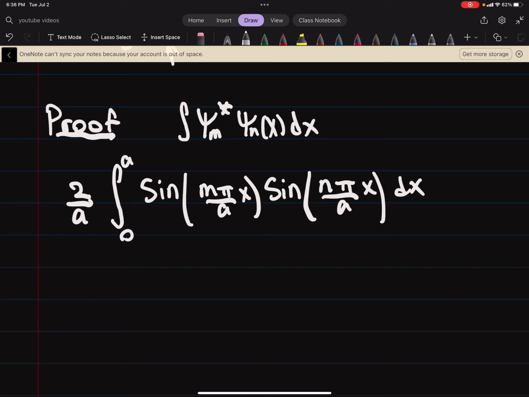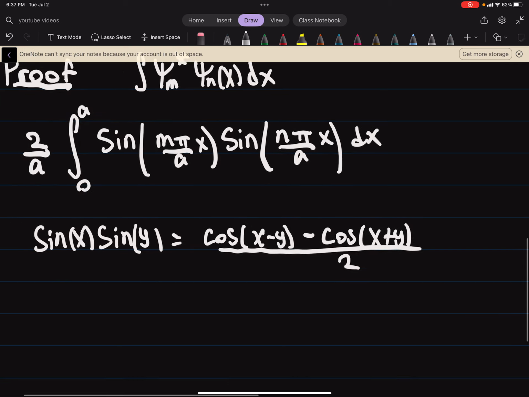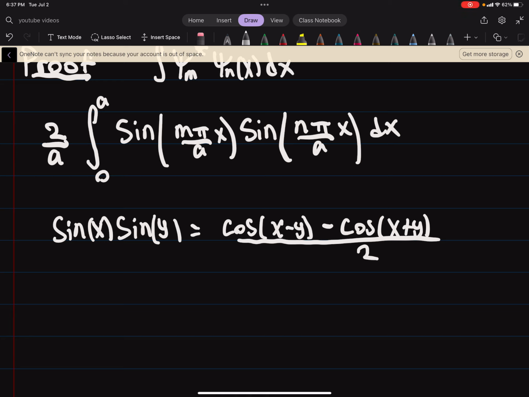Okay, so this is just a trigonometric identity. Sine of x times sine of y is equal to cosine of x minus y minus cosine of x plus y, all divided by 2. Okay? So I'll just pull out that 2.